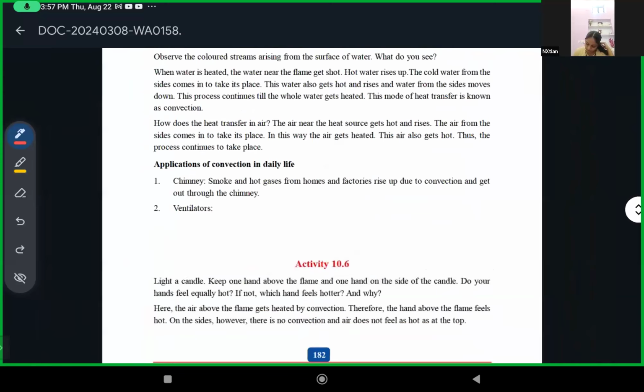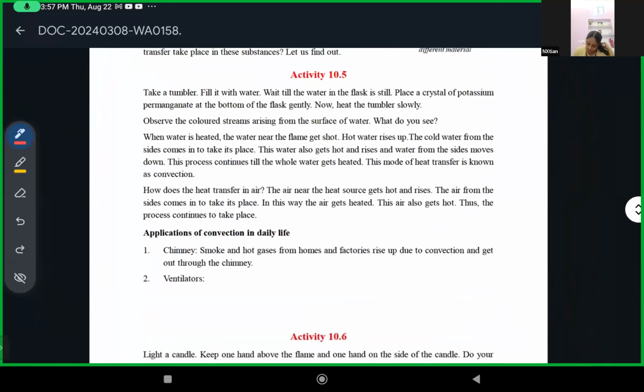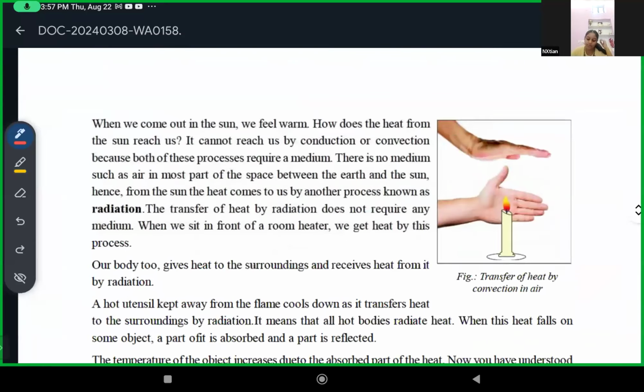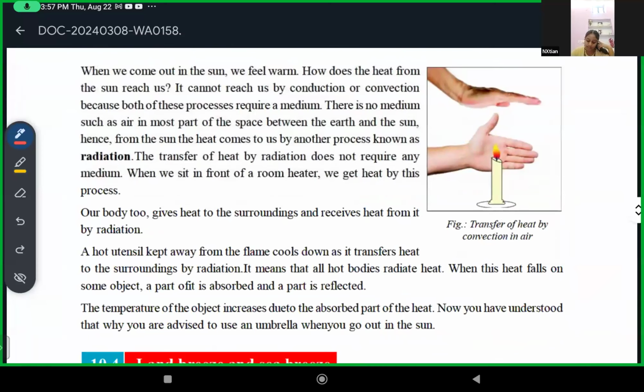Convection. It's talking about when we come out in the sun, we feel warm. How does the heat from the sun reach us? It cannot reach us by conduction or convection because both of these processes require a medium. There is no medium, such as air, in most of the space between Earth and the Sun. Hence, from the Sun, the heat comes to us by another process, which is known as radiation.